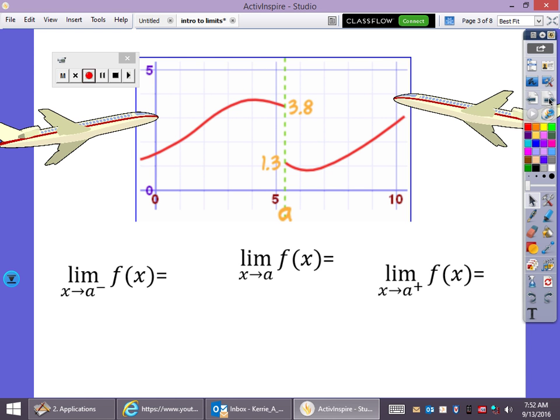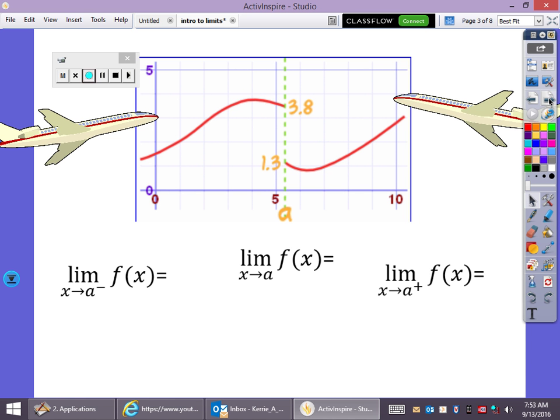I want you to think of limits as traveling different paths on an airplane, okay? So we're asking what number is the equation approaching, given a specific standard? We're just going to call this A. This green dotted line is A, okay? Its value is A.